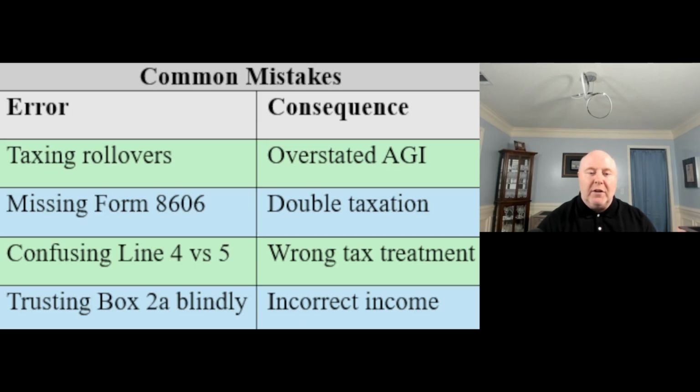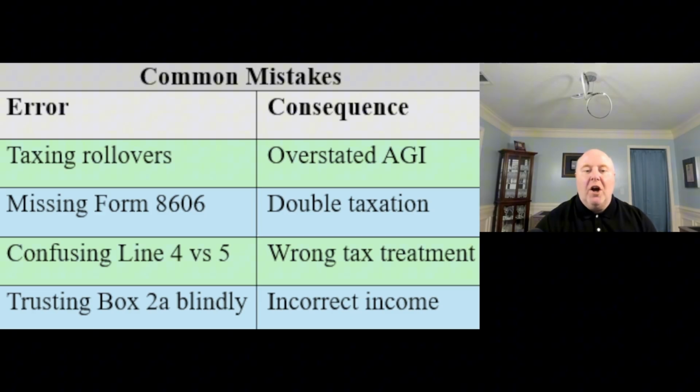Other times, confusing lines 4 and 5. Sometimes you get lines 4 and 5 mixed up, so that could have some issues. And then especially if you get lines 4A and 4B mixed up, that's a big issue. Or 5A and 5B, right? Because you're putting a larger amount under the taxable portion, and you do not want to do that.